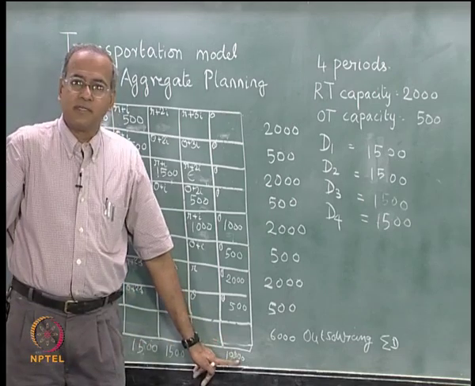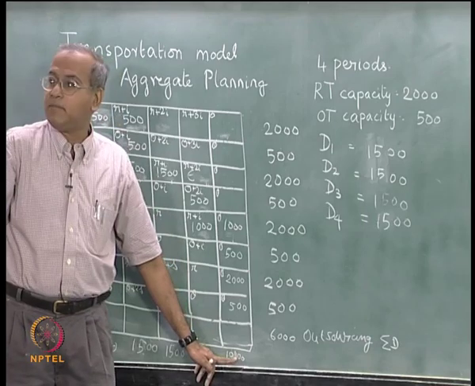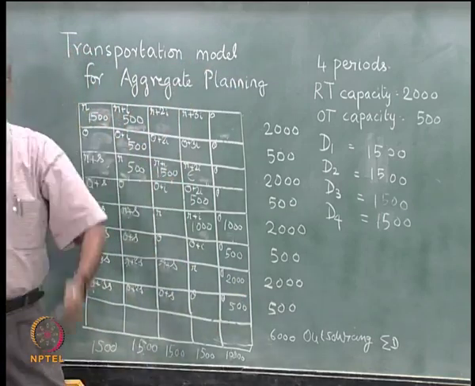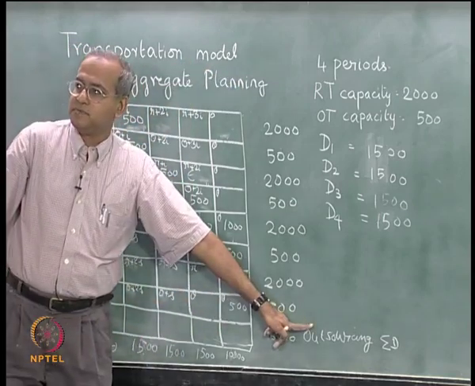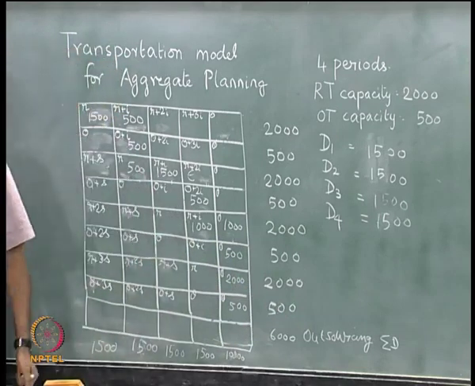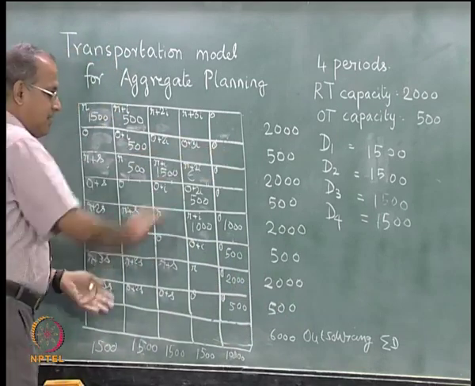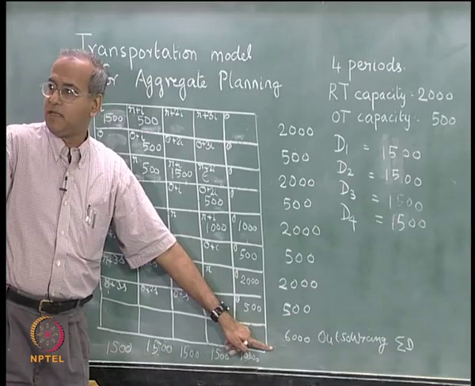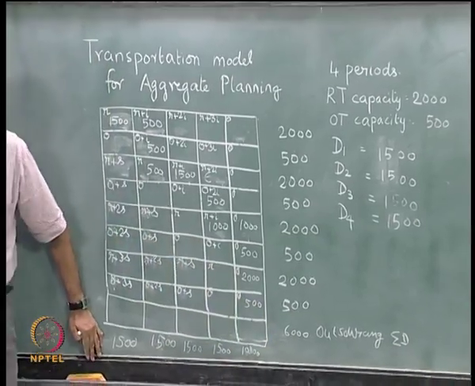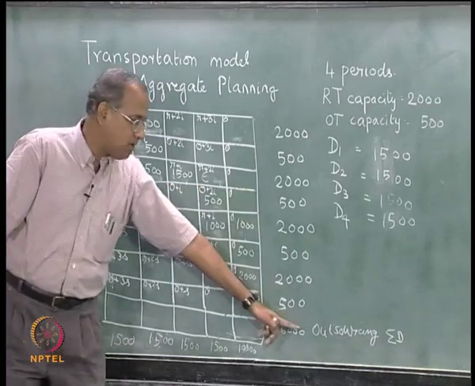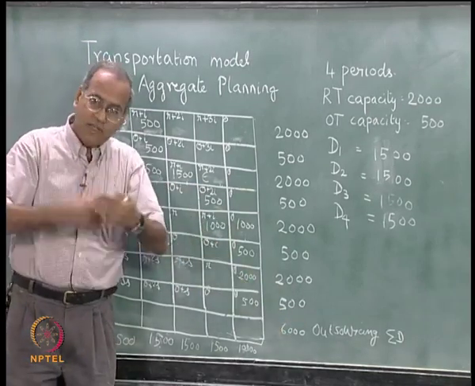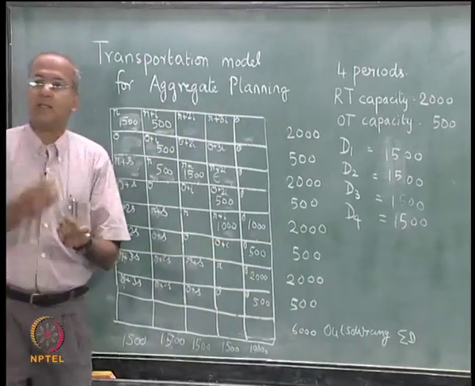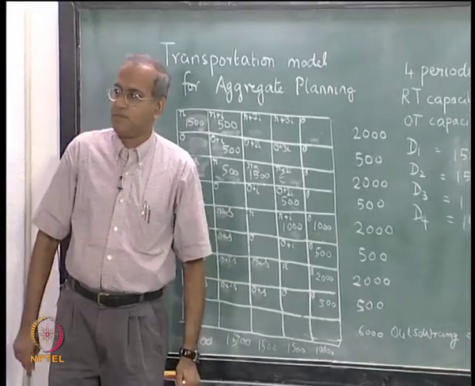This part is sigma d, the sum of the demands. This part is sigma s, the sum of the regular time and overtime capacities. The nice thing about this modeling is that whether supply is greater than demand or demand is greater than supply, this total is always sigma s plus sigma d. The moment we allow outsourcing, even in the event where capacity is less than the total demand, the balance can be got out of outsourcing.